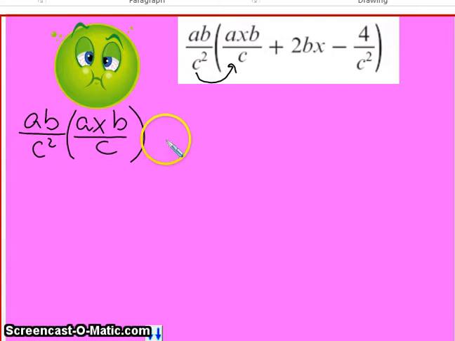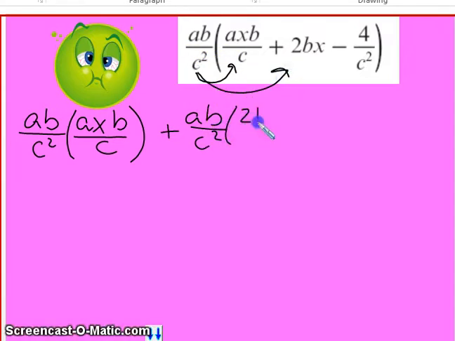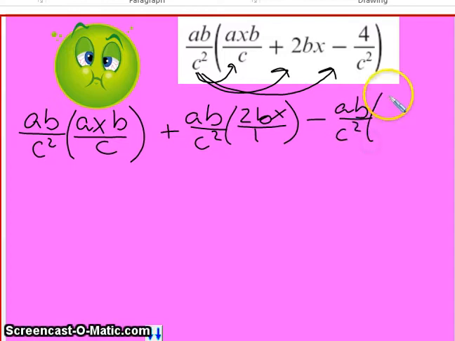Then there's a plus, and then it's ab over c squared, and I have to multiply that by 2bx. Now I'm going to put that 2bx over 1 just to make it a little easier to see that we're still multiplying by a fraction. And then there's a minus, and then ab over c squared times that third term, which is 4 over c squared.